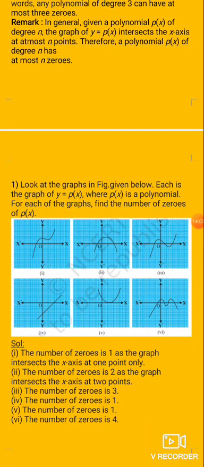So the number of zeros of the first one is 1, as the graph intersects the x-axis at one point only. Second case also: the number of zeros is 2, as the graph intersects the x-axis at 2 points. Third one: the number of zeros is 3. Fourth one: 1. Fifth: 1. And the last one, the number of zeros is 4. Clear, students? A simple exercise, but 1 mark questions and also 2 mark questions come from this exercise. Okay, clear. Thank you.